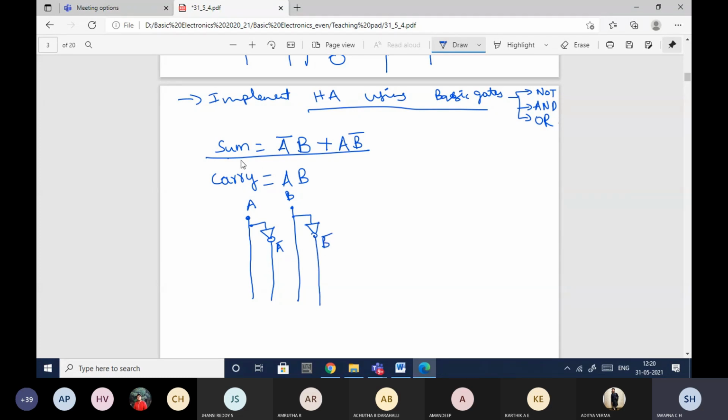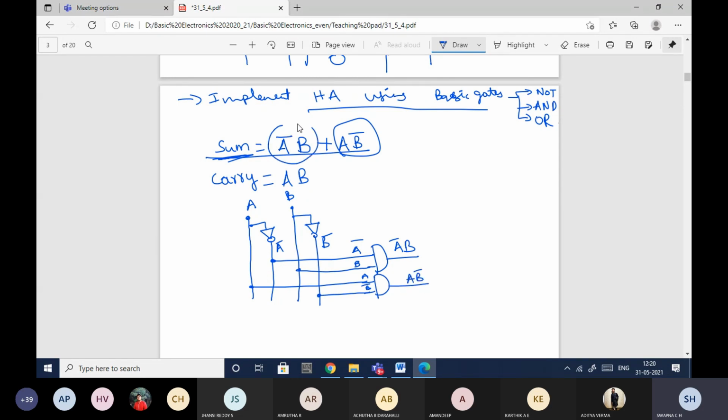Now first let me implement sum. Sum is equal to A bar B plus A B bar. This is A bar and this is my B; give it to the AND gate so that I'll get A bar B. Next I need to implement A B bar. This is my A and this is my B bar; give it to the AND gate so that my output will be A B bar.